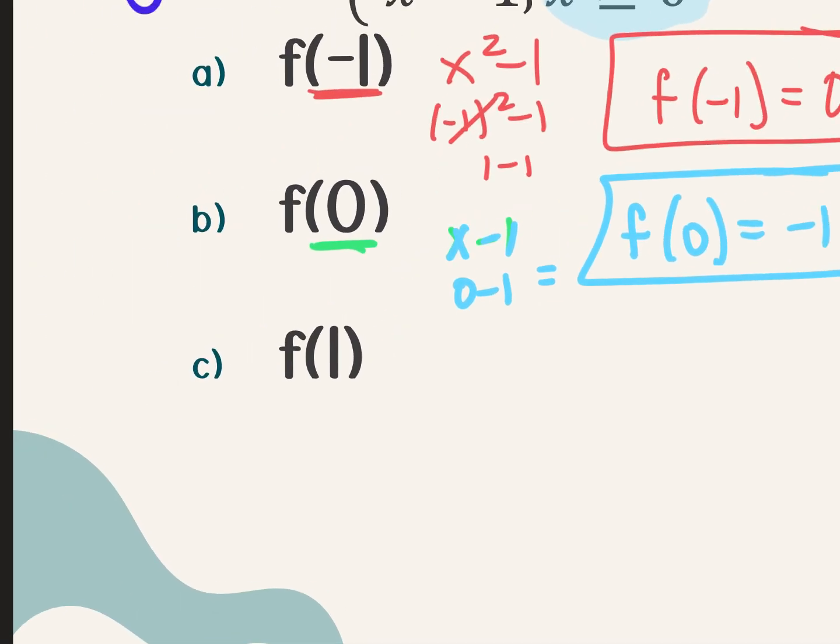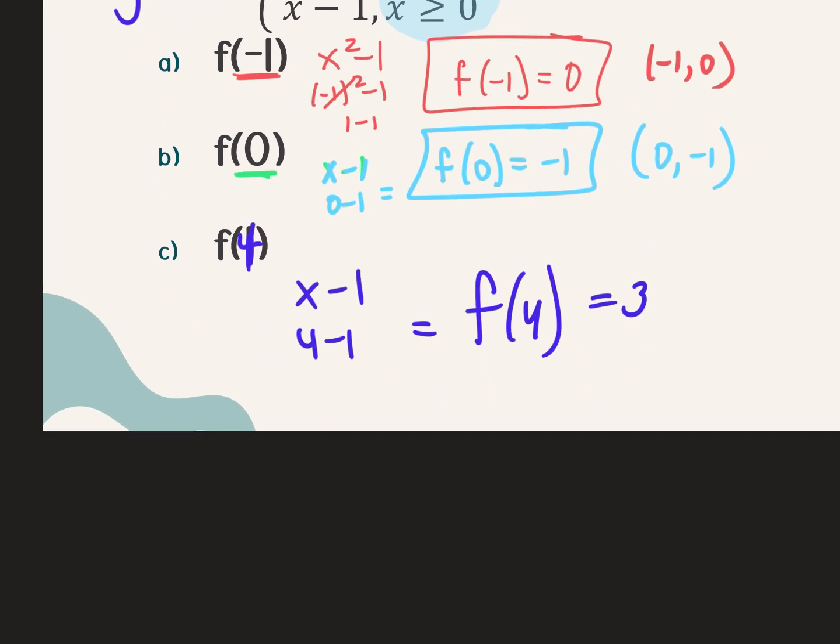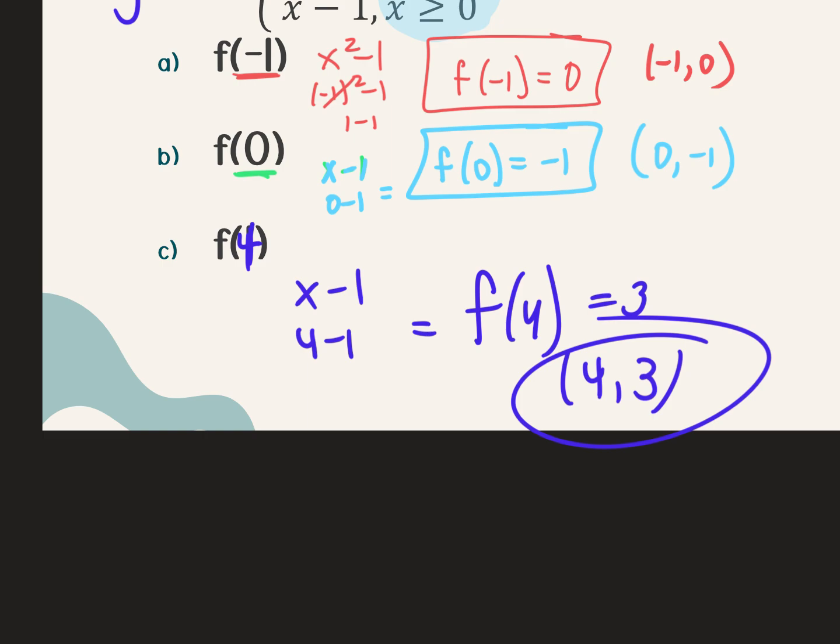All right, change this to a 4. F of 4. So where does 4 fall? Is 4 less than 0 or is 4 greater than or equal to 0? So I'm going to use the expression x minus 1. So where do I plug in the 4? 4 minus 1 is 3. So f of 4, when I plug in 4 for x, what do I get out? Perfect. Write that as an ordered pair. 4, 3. You guys are brilliant.